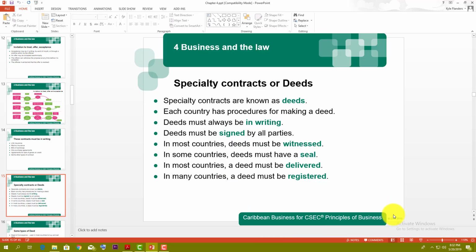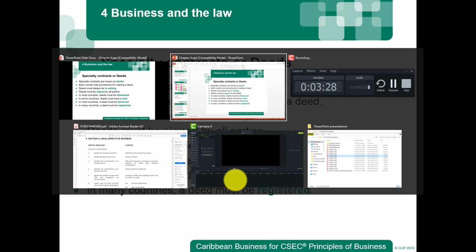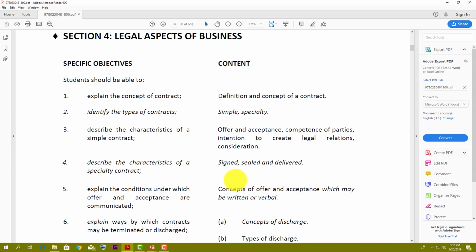Those are the simple differences between a specialty contract, a deed, and a simple contract. Examples of a simple contract are in a restaurant, traveling services, those kinds of things. And a specialty contract would be things that require being signed, sealed, delivered, witnessed, all those kinds of things. Those are the major differences between those two types of contracts.